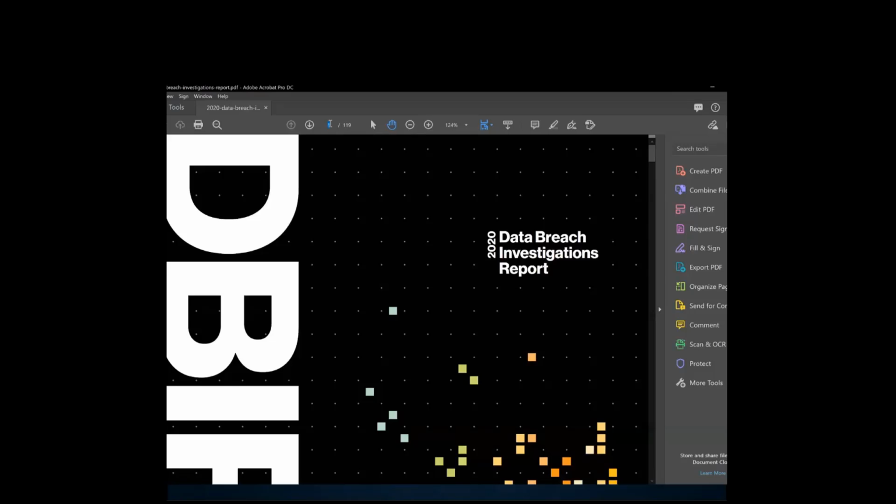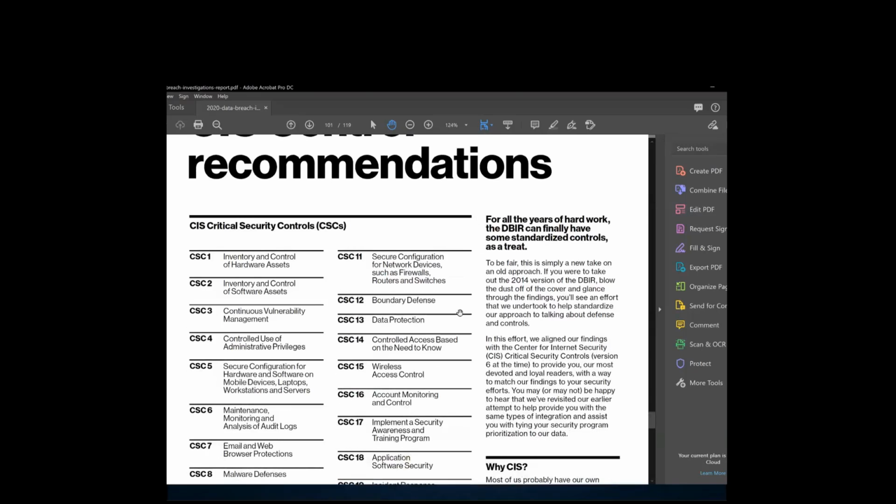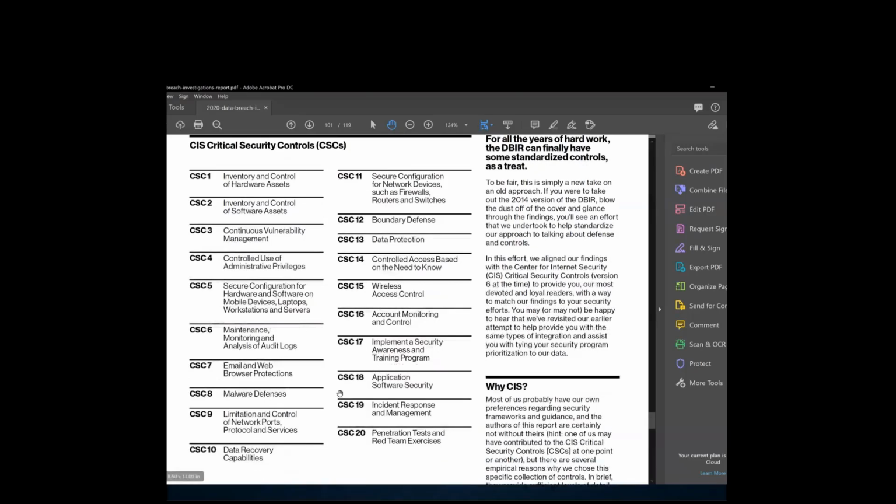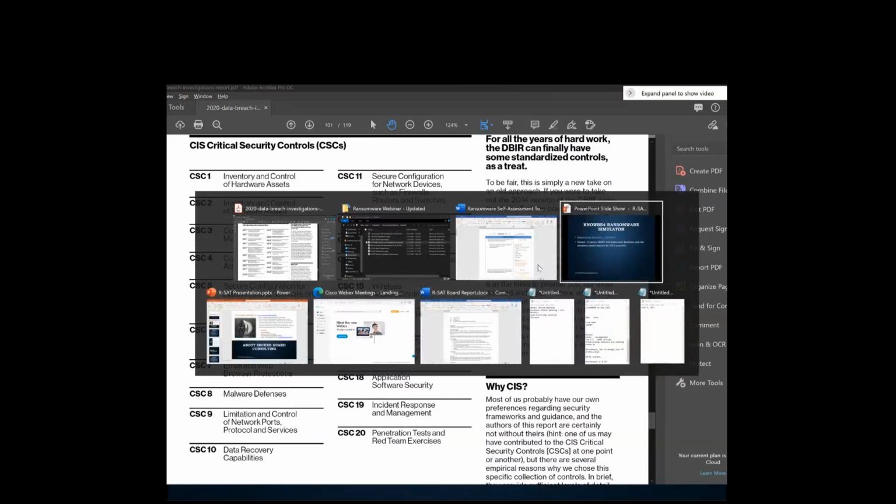If you go to page 101 of that, you'll see the controls listed out. They refer to the controls in their report, and they align their entire report according to the CIS Top 20 controls. You'll see similarities to things you're already doing. The other way to look at that is to Google CIS Top 20 controls, register your name, and go from there.